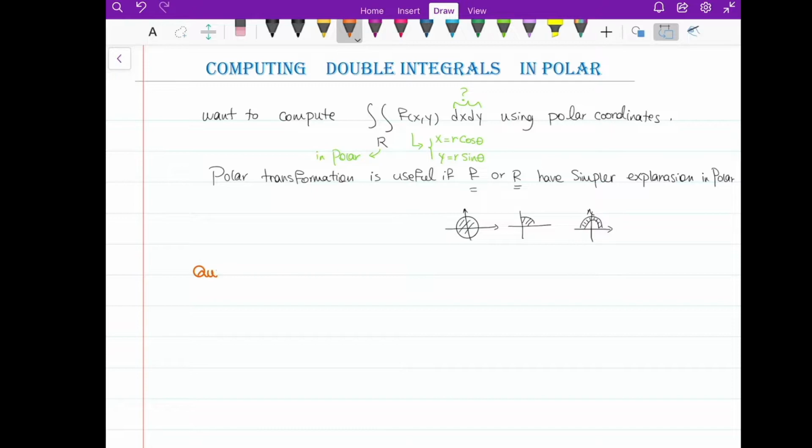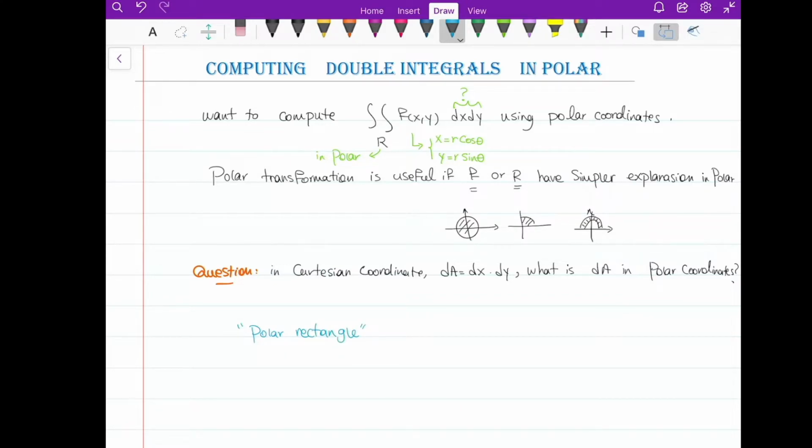So the question is this: in Cartesian coordinates, dA, the element of area, is dx times dy. What is dA in polar coordinates? Before I answer this question, I would like to go over polar rectangles.